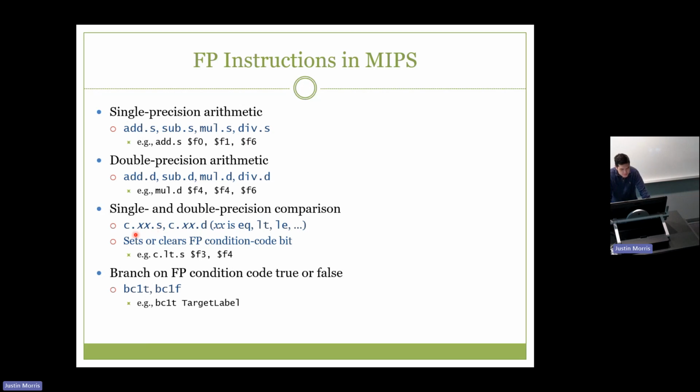And then it also has these comparisons. The x would just be replaced by the comparison that you want: equal, less than or equal, things like that. So you can set these conditions for your branches based on comparing floating point numbers.